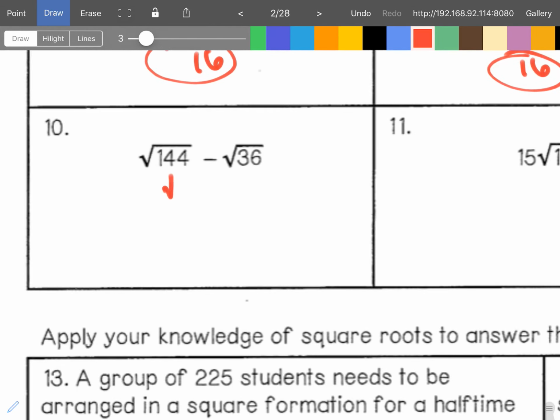On number 10, the square root of 144. What number times itself is 144? Well, it would be 12. Minus the square root of 36. What times itself is 36? 6. 12 minus 6 is 6.